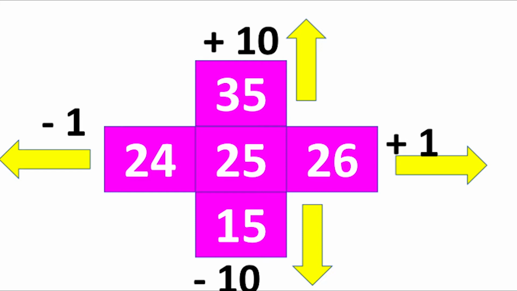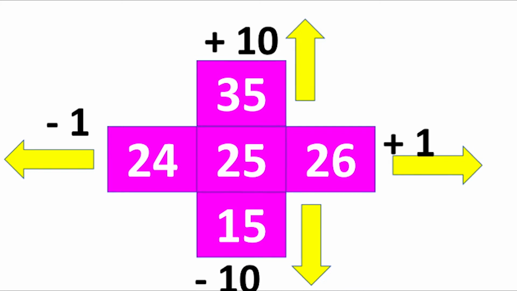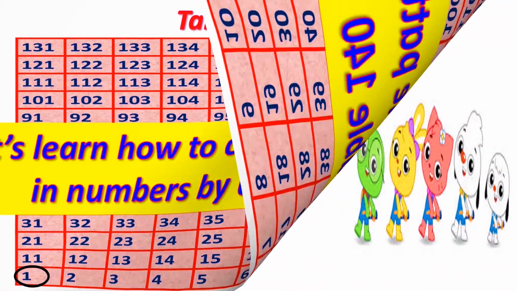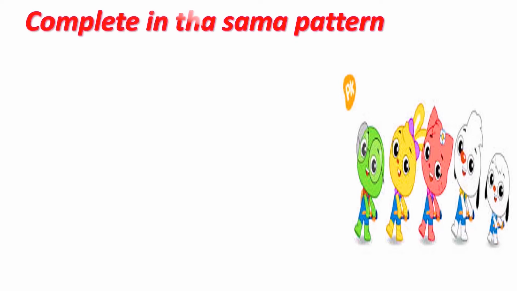So don't forget how we jump in the table of 140, because we will need it when we solve the pattern in numbers. 25 up, 35. Down, 15. Right, 26. Left, 24. This is a small example. Let's move now to our lesson. Let's remember together our examples and how we complete the same pattern.